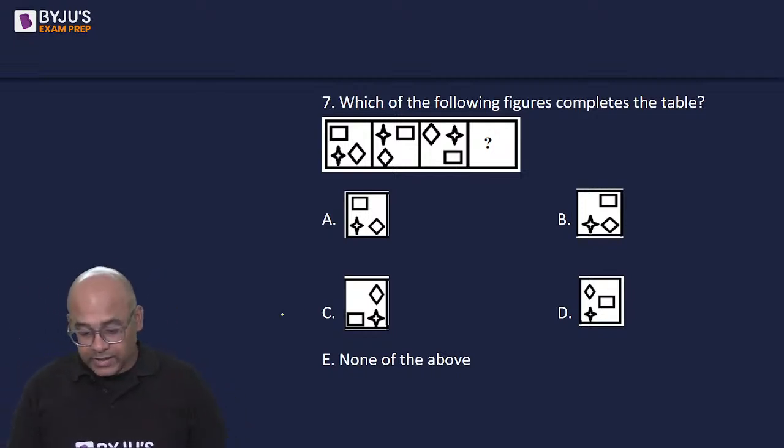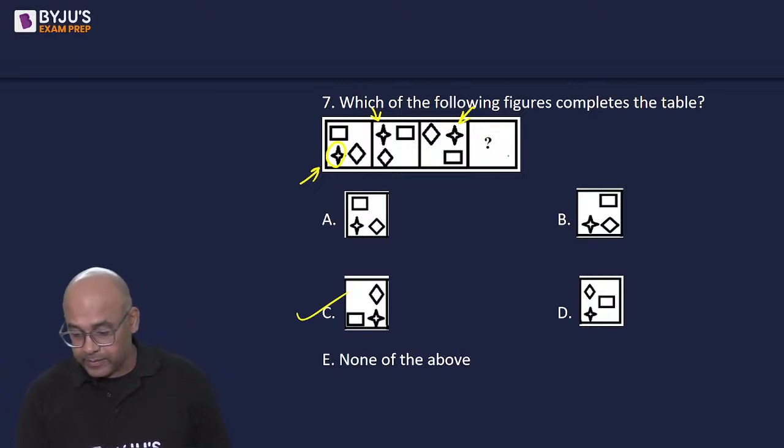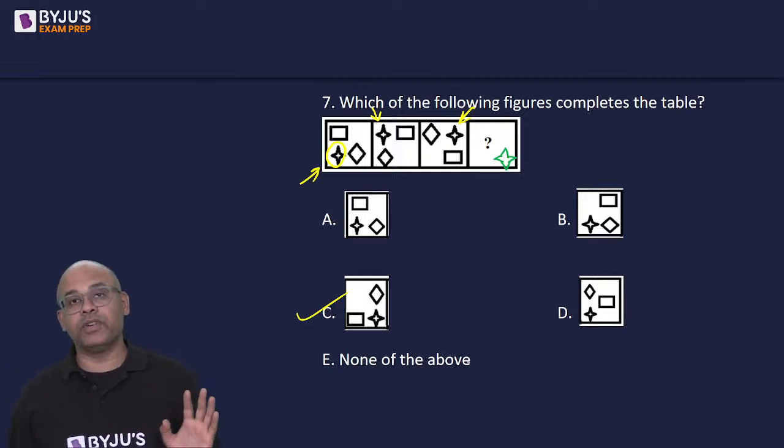Great. The correct answer happens to be option C. Why? Because this is at the left, then top, then right. So now the next thing, it's supposed to be at the right side, like this. So B is gone, A is gone, D is gone. Three of them are gone straight away.